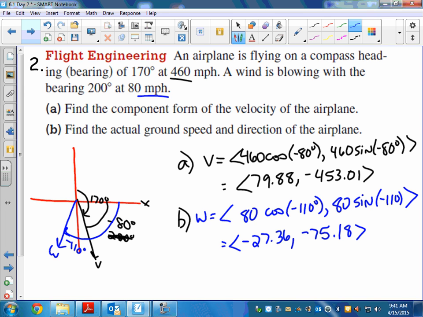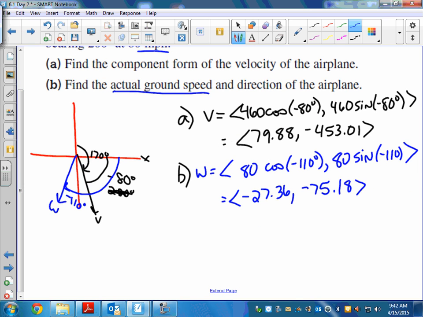I want to find the actual ground speed and the direction of the airplane. So the direction of the airplane we're going to have to trig at some point. The actual ground speed means I need to take into consideration what happens with the airplane and the wind at the same time. So what do you think I'm going to do with those two vectors? Add them. I'm going to add the velocity of the airplane vector to the wind vector component form, and that's going to tell me what's happening with the airplane.